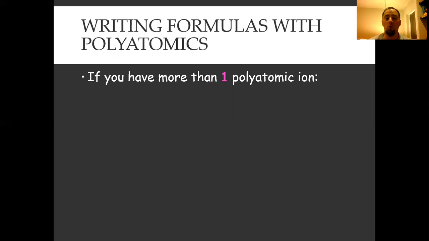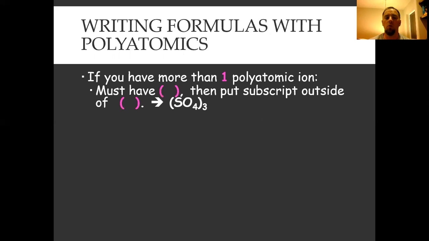So if you have more than one polyatomic ion, if you have more than one, you must use parentheses and then a subscript outside that parentheses. So we just looked at sulfate. If I had multiple sulfate ions in our compound, in our salt that we have, we actually put the parentheses around the polyatomic ion.